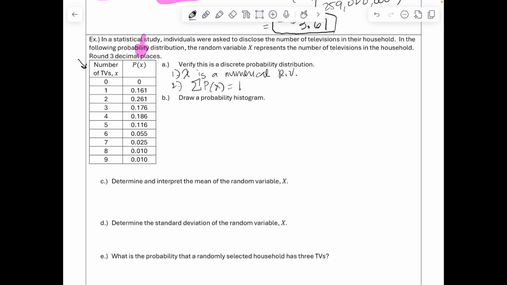And then the third thing is that all those probabilities are greater than or equal to 0 and less than or equal to 1, which they are. So yes, this is a discrete probability distribution.